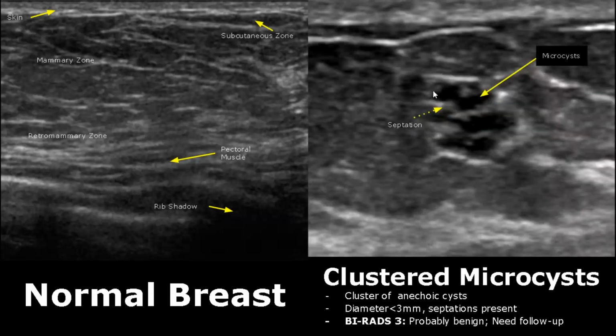Clustered microcysts will have a group of cysts clustered together. The diameter is less than 3 millimeters and septations may be present. It is rated as BI-RADS 3 because follow-up is required.